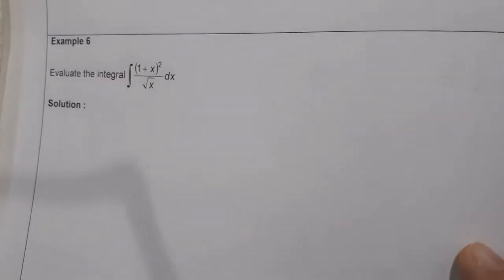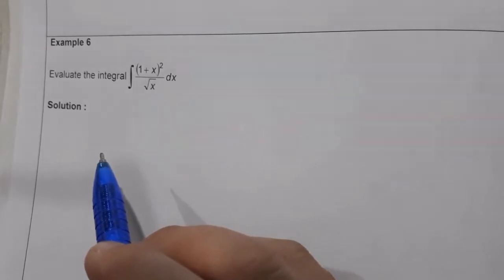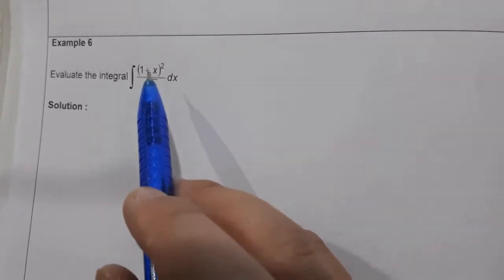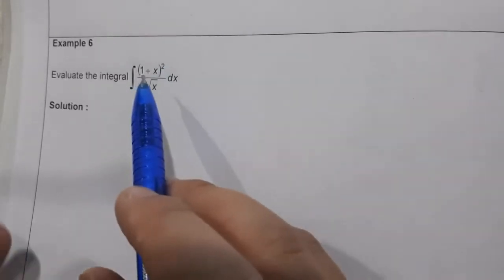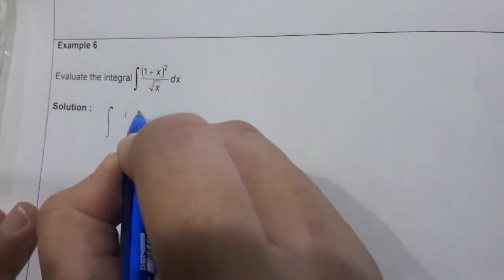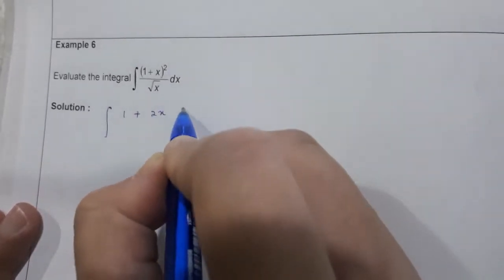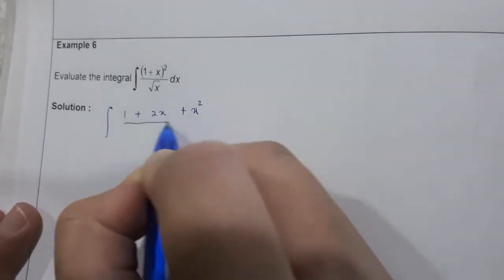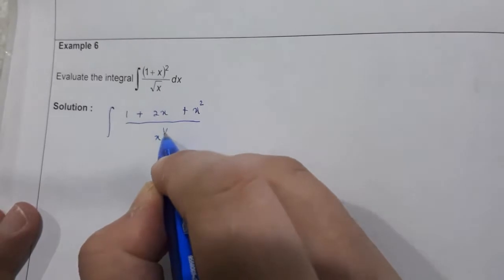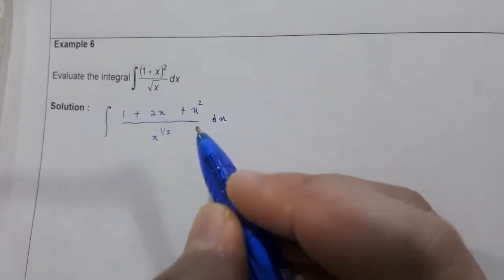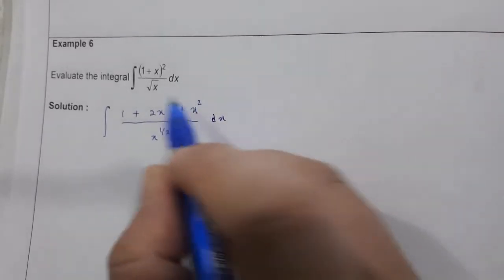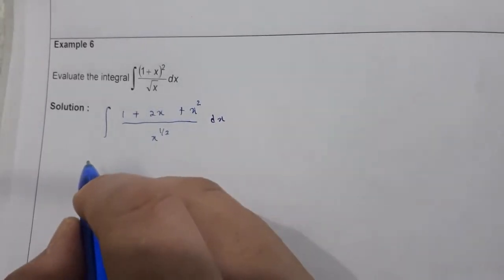Okay, let's continue to example 6. We want to evaluate this integral. So we have 1 plus x squared. Let's expand the numerator. 1 plus 2x plus x squared. Then we can change square root x into x^(1/2). Okay. Next, separate the equation into term by term.